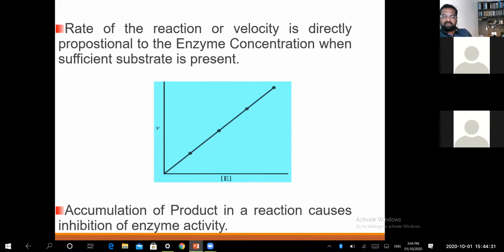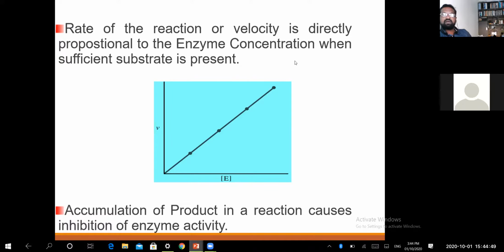If you increase the enzymes, instead of one, you use two enzyme molecules, the time will be reduced to 100 seconds. If you add four enzyme molecules, it will be further reduced, say 50 seconds, 25 seconds, like that. And if you add 100 enzyme molecules to 100 substrate molecules, what is going to happen? Within 2 seconds, the reaction is going to finish. But after that, if to 100 substrate molecules you are adding 105 enzyme molecules, there is no further increase.